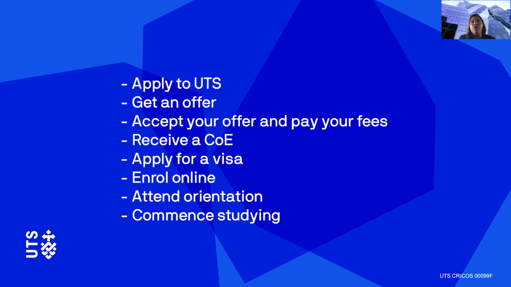Once you receive a full offer, you are then able to accept your offer and pay your fees. On receiving your acceptance of offer and your fees, we will issue you a COE. COE is a confirmation of enrollment document which you will need to make a visa application to the Department of Home Affairs. Once you get a visa outcome and are successful in getting your visa, you are then able to enroll online. On arrival in Sydney, you have to attend your orientation and then are able to commence your study.